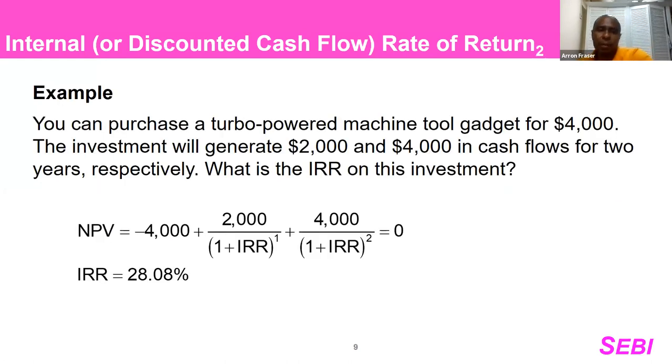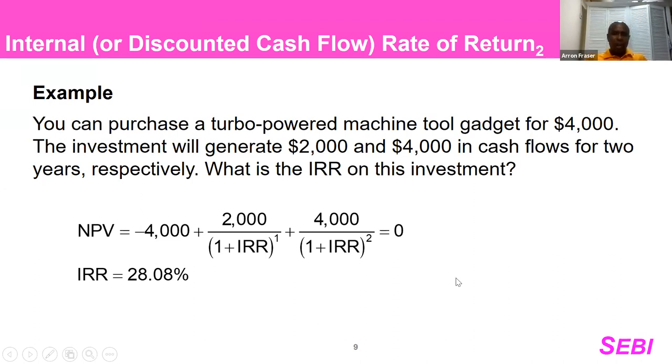In this example, you can purchase a turbo-powered machine tool gadget for 4,000. The investment will generate 2,000 the first period and 4,000 the second year, and you ask, what is the internal rate of return on this investment? So you solve for NPV equal to minus $4,000 as an investment, that's an outflow, plus the inflows of 2,000 the first year, and 4,000 the second, where the rate, which previously would have been a small r, is now replaced by the internal rate of return. So that is what we would have had to solve for.